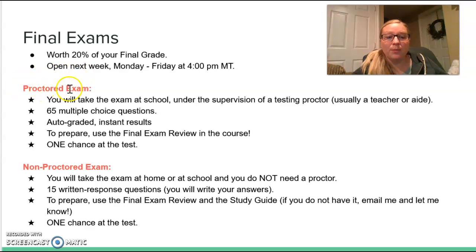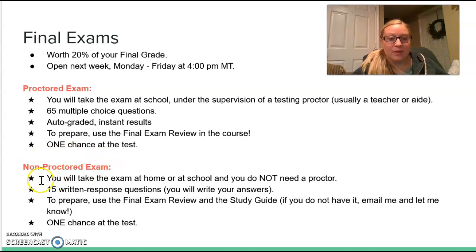If you're taking the proctored exam, you have to take it at school under the supervision of a testing proctor, which is usually a teacher or an aide or a librarian or something like that. Talk to your school, talk to your site coordinator, and they will be able to help you with that. The proctored exam has 65 multiple choice questions. These questions are auto-graded, so you get instant results. To prepare for this, be sure to use the final exam review, which is in the course right above final exam. And then you just get one chance on this test.